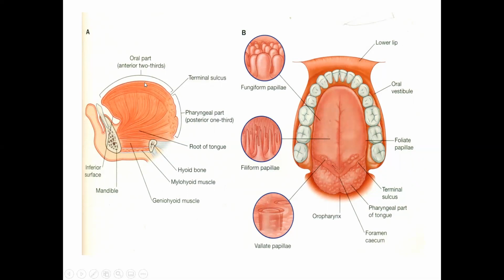This surface is known as the dorsal surface of the tongue. Here we have the inferior surface of the tongue, and here we have the posterior surface or the pharyngeal surface of the tongue. So the tongue has the body, then we have the root, and we have the apex.